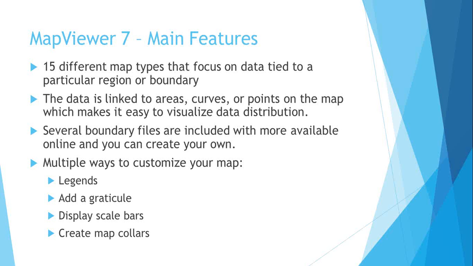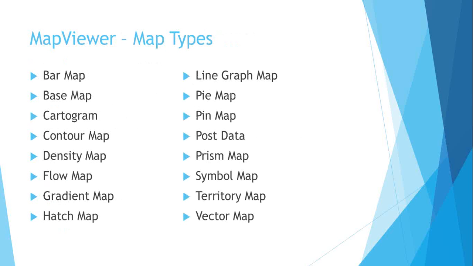Other customizable options include adding a legend, displaying scale bars, adding a graticule, and creating map colors. Some of the 15 map types include bar maps, cartograms, contour maps, density maps, gradient maps, hatch maps, pin maps, prism maps, territory maps, and event maps. Each of these maps is displaying a specific characteristic of the data as it is related to a boundary file.